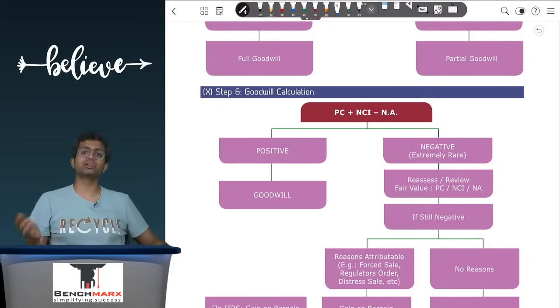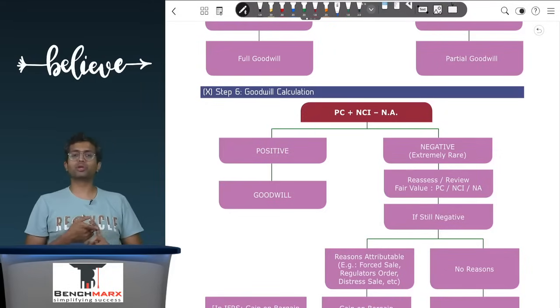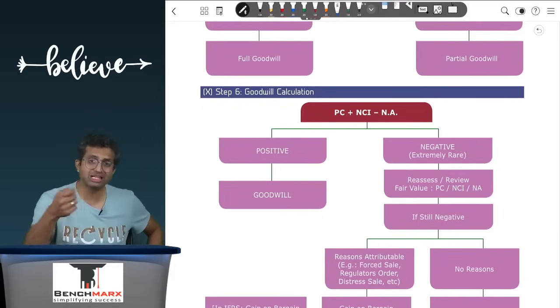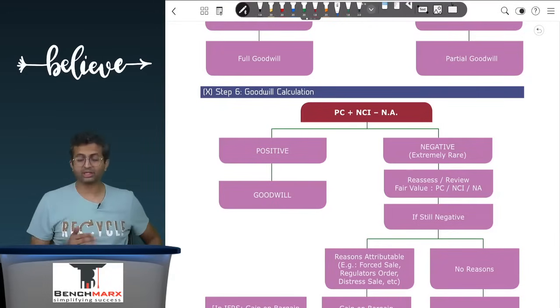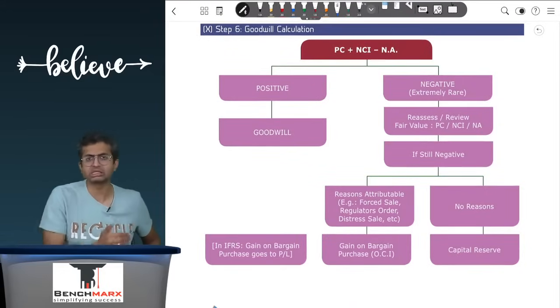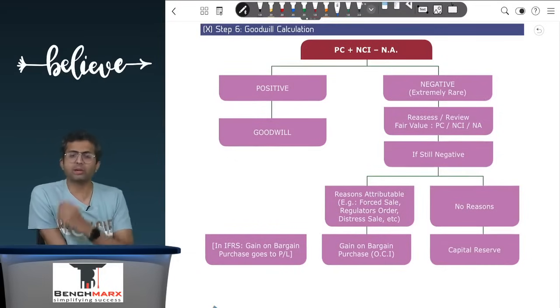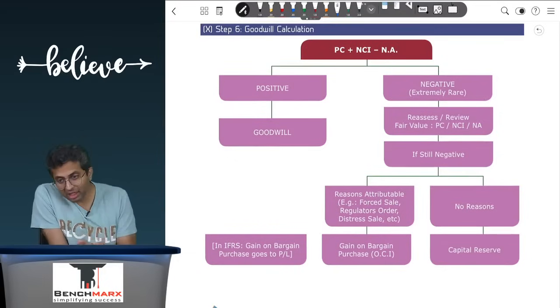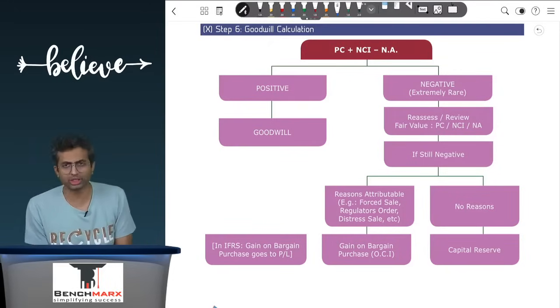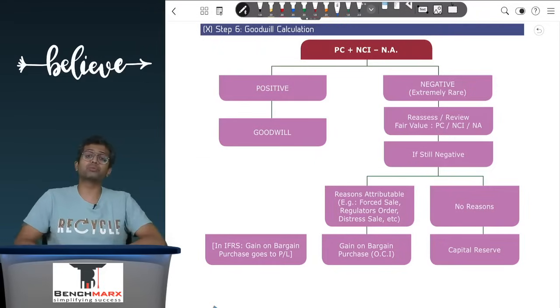It says you reassess and find whether appropriate fair values have been taken for PC, for NCI, and for net assets. Even after such a revaluation, if the numbers still continue to be negative, then we see whether there were any reasons because of which the number is negative. If there are attributable reasons, like a distress sale, like what happened with TikTok in India, it was banned in India, so that is the kind of distress sale.